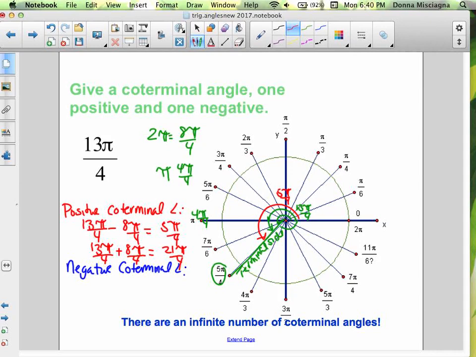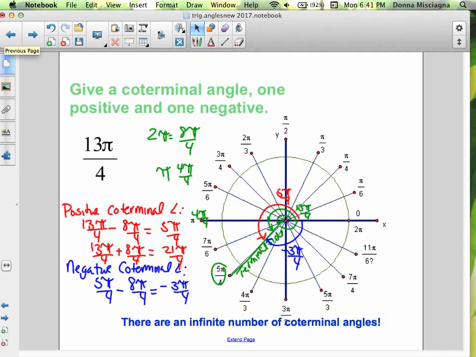It's not that 21 pi fourths is so difficult for me to go around the circle twice, but it's getting a little crowded on my circle. Let's graph the negative one. We already subtracted 8 pi fourths one time, and we still got a positive angle. So if we take that coterminal angle and subtract 2 pi again, and remember 2 pi is 8 pi fourths, got to have the same denominator to add and subtract fractions, we'll get the negative coterminal angle, which is negative 3 pi fourths. So all of these are coterminal angles, but now in radian measures instead of degree measures.